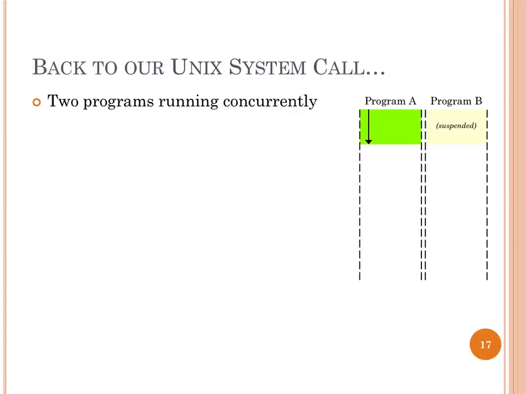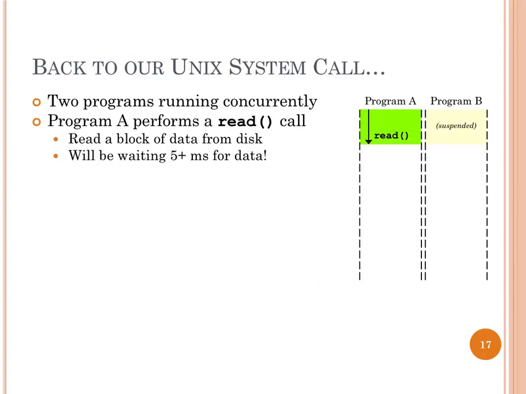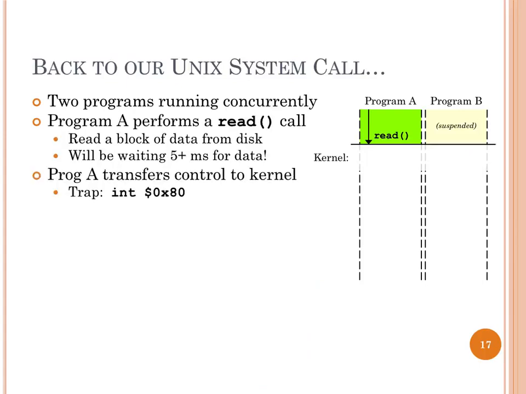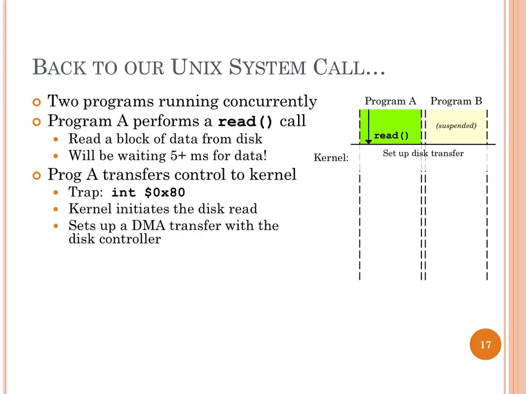So we had these two programs running concurrently, although program A is the one that's actually doing stuff right now. It traps into the kernel saying, I want to read. And so now we know what the kernel does. It sets up a DMA transfer on behalf of program A, probably using memory that program A can't access right now because it's going to be using something that the disk controller can access. Sets it up, and then it knows that program A can't do anything.